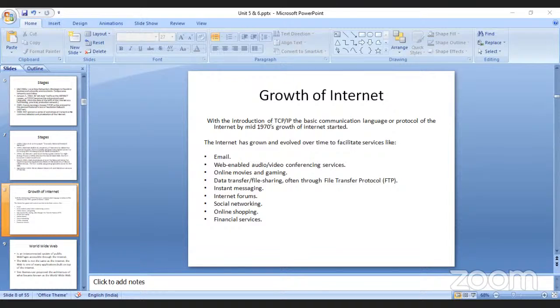Okay, we have email, video and web-enabled audio video conferences, online movies, data transfer, instant messaging, internet forums, social networking, online shopping, and financial services.